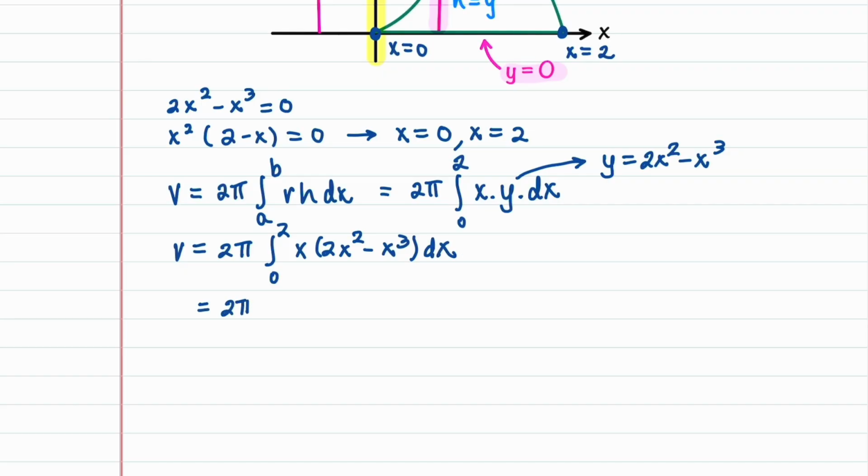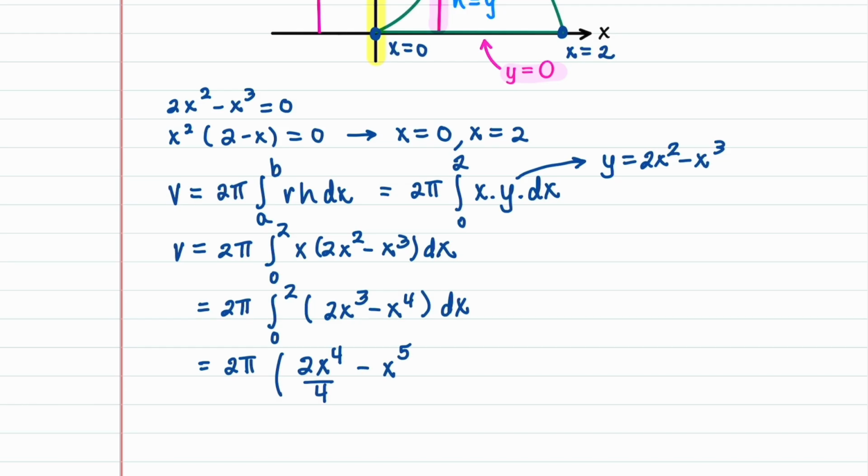Before we integrate this, let's simplify what we're going to be integrating. This is 2x cubed minus x to the fourth times dx. Now we can go ahead and integrate this. The integral of 2x cubed is 2x to the fourth over 4. And then we subtract off x to the fifth over 5. And we're integrating this from x is 0 to x is equal to 2.